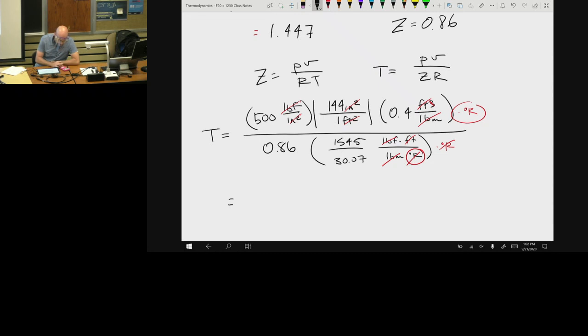Now, since we checked our units, we can do our calculation. 500 times 144 times 0.4 divided by 0.86 divided by 1545 times 30.07. We get a value of 651.78 degree Rankine, or 191.78 degrees Fahrenheit. And that's our temperature for the ethane in that situation using the generalized compressibility chart.